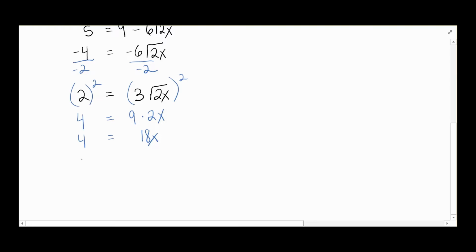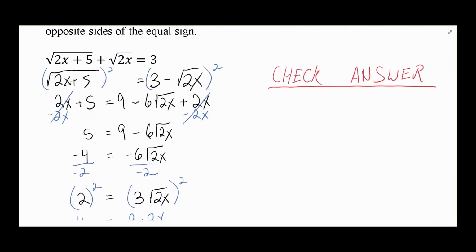If we divide both sides by 18, we get x equals 4/18 or 2/9. We still need to check this answer of 2/9, so we're going to come all the way back to the beginning and check x equals 2/9.